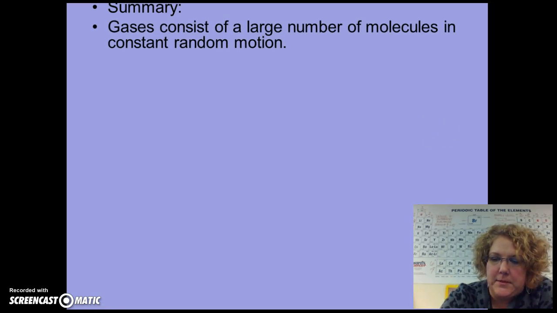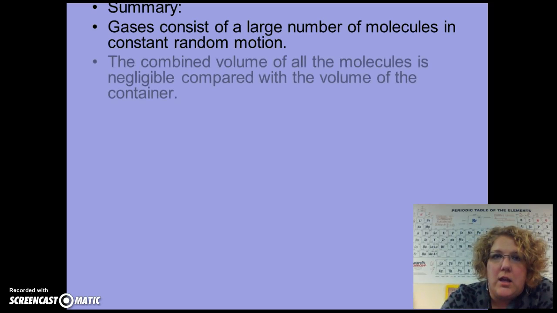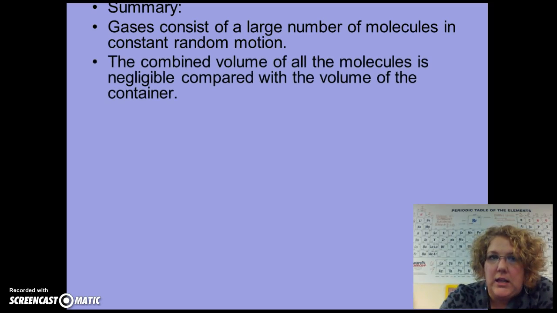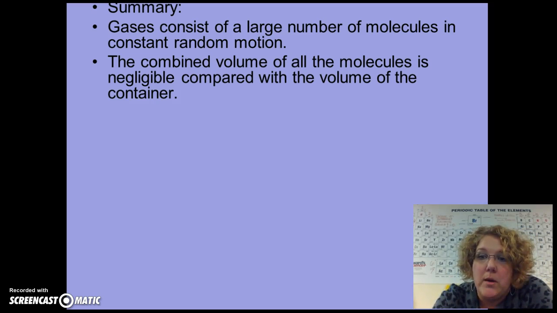So the basic premises that we have to understand here to understand the behavior of gases are this. Gases consist of a large number of molecules in constant random motion. There's a whole bunch of gas particles flying around really fast, bouncing off the walls, and then the combined volume of all the molecules is negligible compared with the volume of the container. Negligible means so small it doesn't matter.